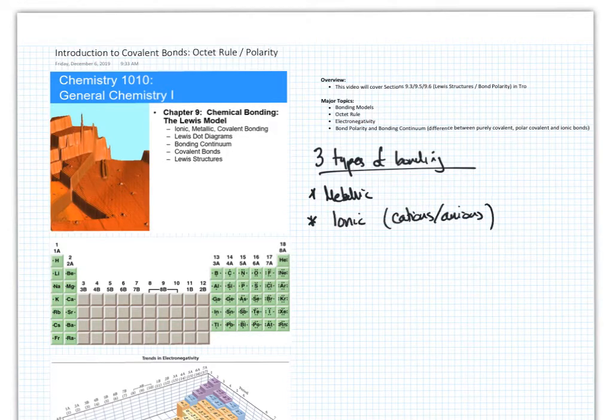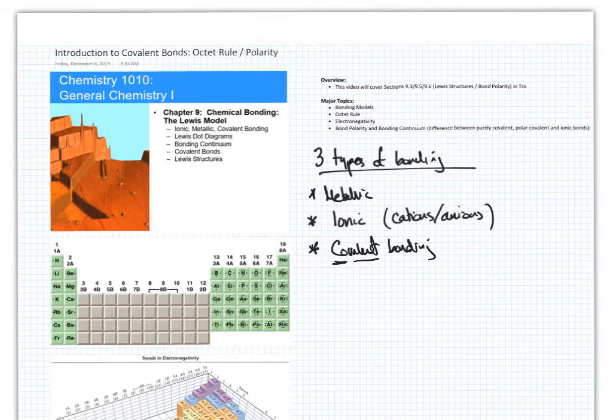If you remember from earlier in the semester, we said that things on the left side of the periodic table, reacting with things on the right side of the periodic table, form ionic bonds, cations and anions bonding together. And the third type is called covalent bonding. Co means together, valent having to do with the valence electrons. So sharing the valence electrons with one another forms covalent bonds.